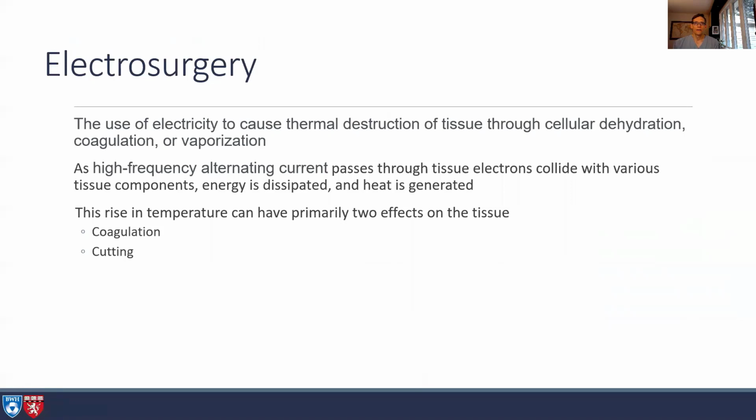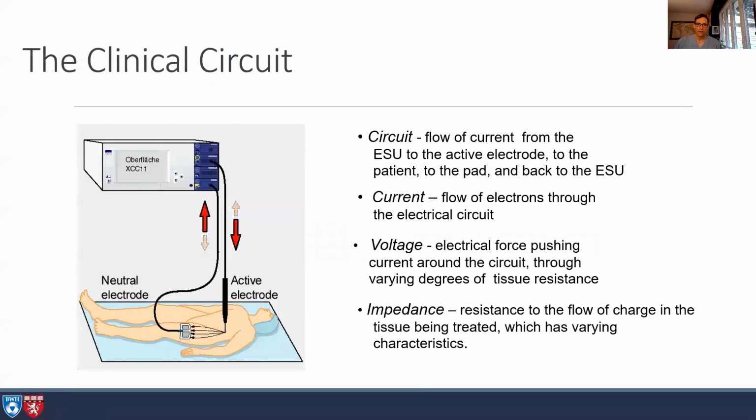So what is electrosurgery? It's the use of electricity to cause thermal destruction of tissue through cellular dehydration, coagulation, or vaporization. And how does it work? As high-frequency alternating current passes through tissue, electrons collide with various tissue components, energy is dissipated, and heat is generated. That rise in temperature can have two effects on tissue: it can cause coagulation, or it can cause cleavage and cutting.